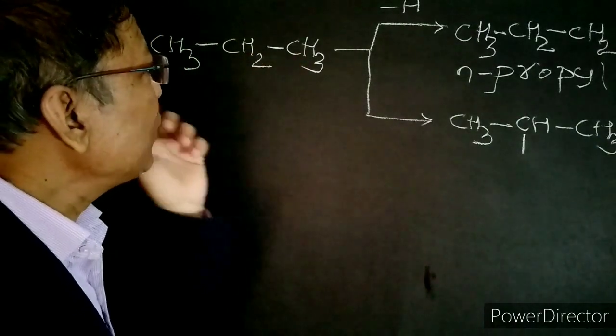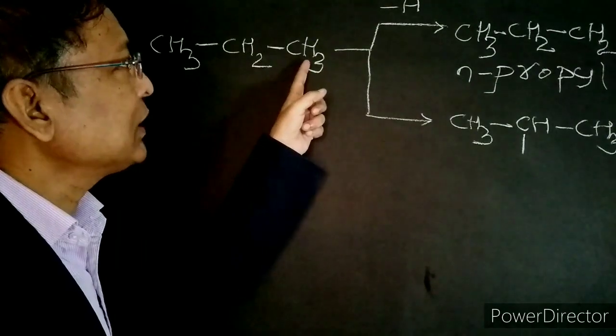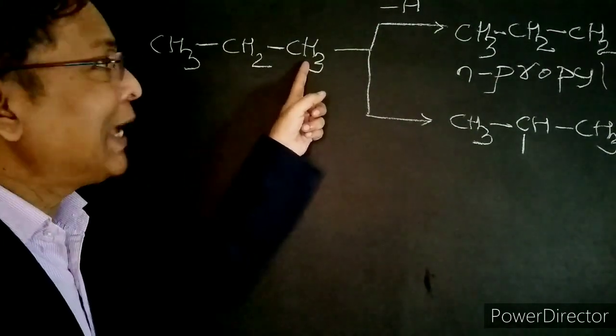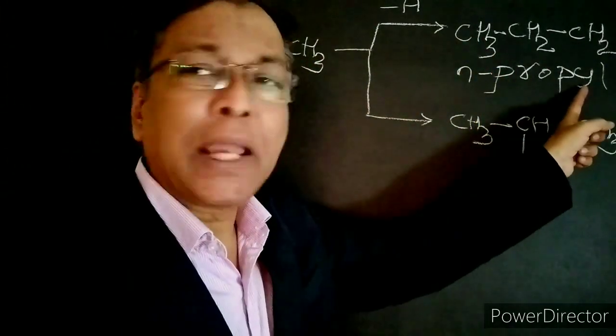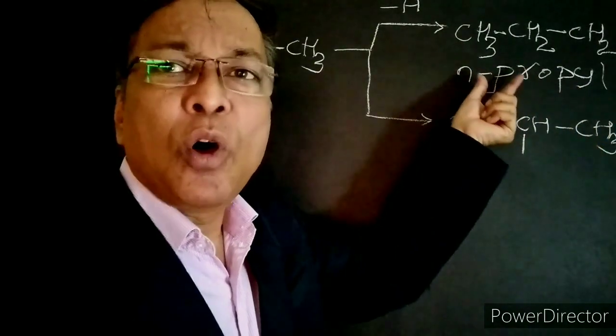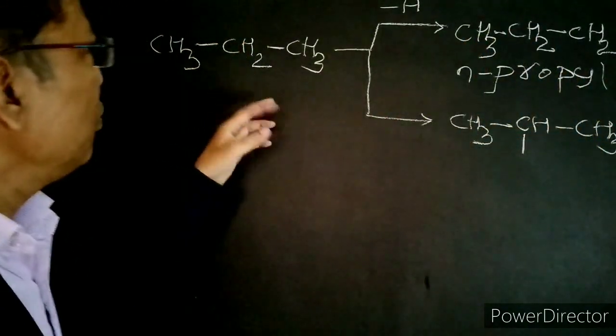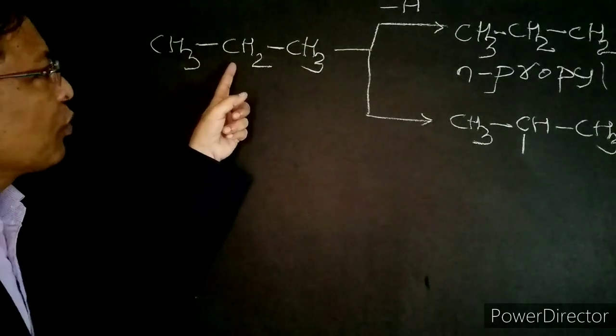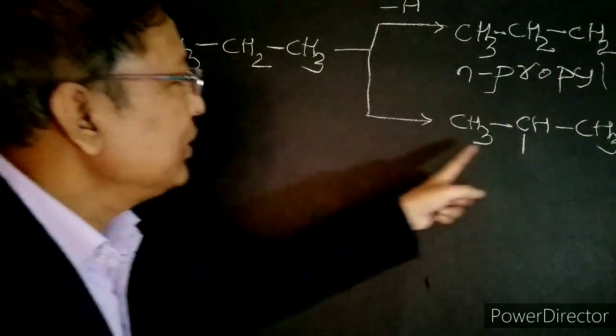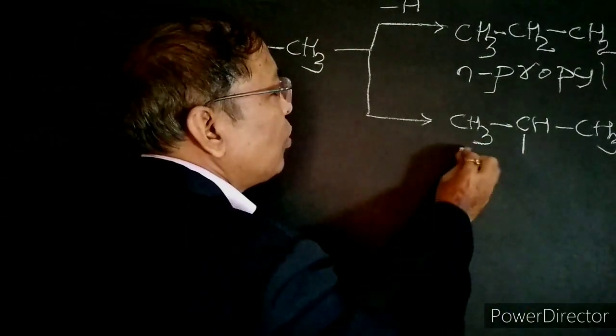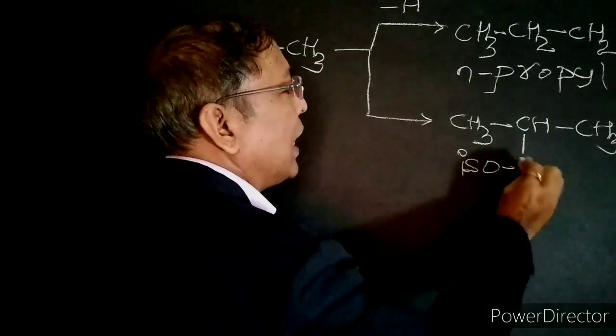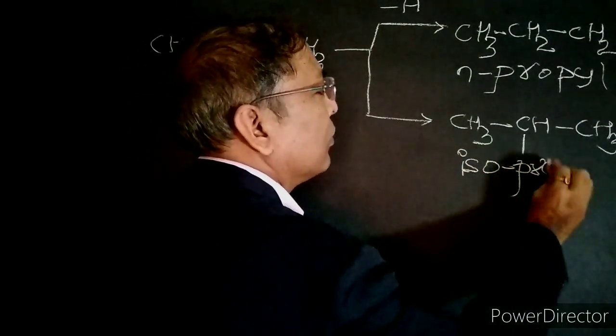If one hydrogen atom is replaced from the terminal carbon atom, then we get the N-propyl group. N means normal propyl. If we remove the hydrogen from the second carbon atom, then we get the isopropyl group. Isopropyl.